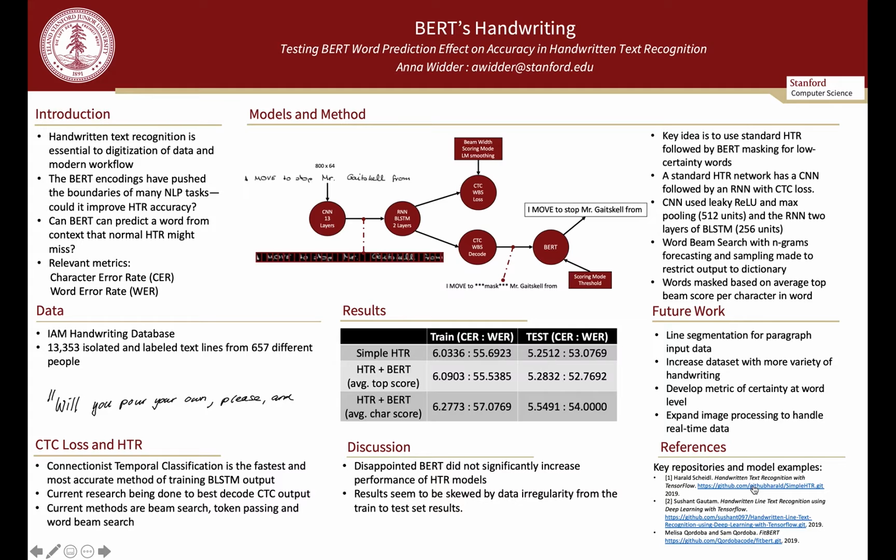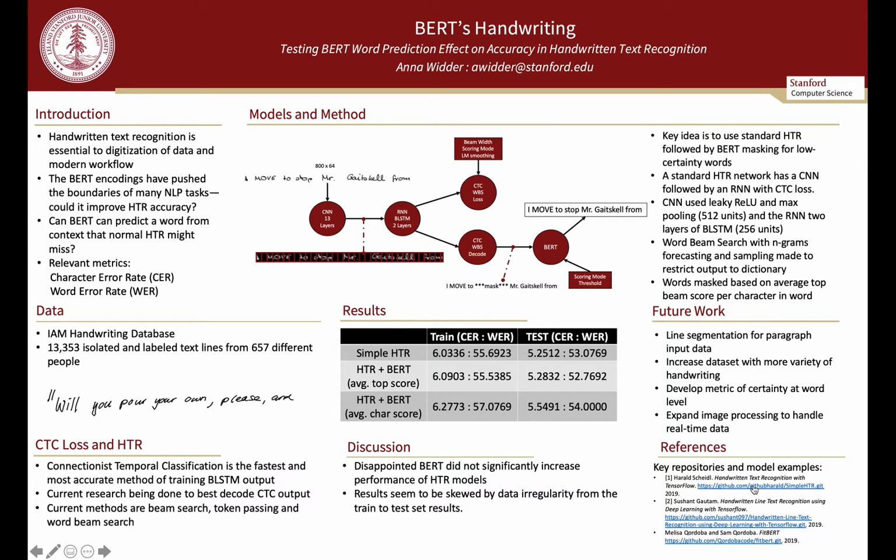To determine which words were uncertain from my handwriting text recognition, I averaged the top beam score of each character in each word. So I would look at the best score for that character, whether or not it corresponded to the character that was predicted. I also looked at the score that did correspond to the character, but that didn't do as well as the top score, probably because I was using word beam search and not standard beam search.